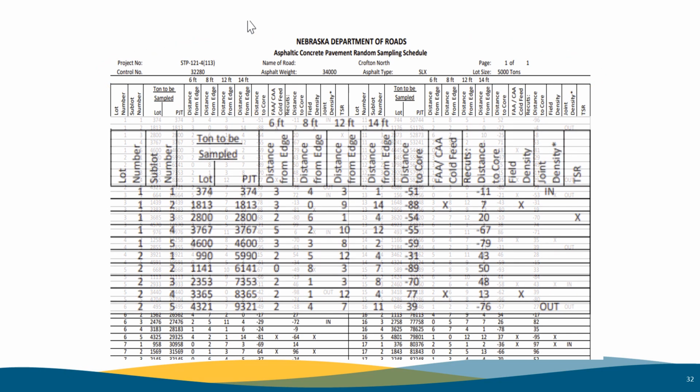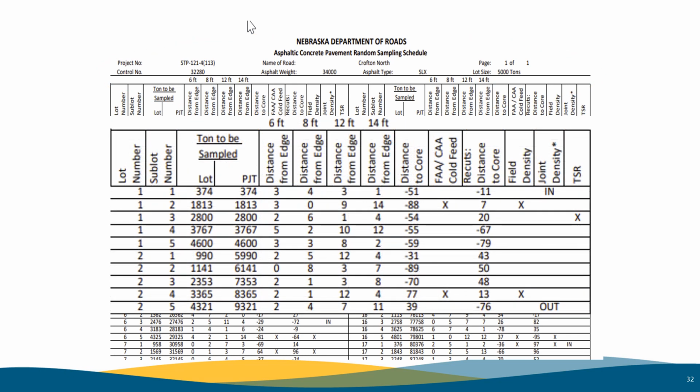Here I have expanded the top row of columns. The lot column shows the lot that you are on, which represents 5,000 tons each. The sublots each represent 1,000 tons. The ton to be sampled columns represent the truckload from which the sample is to be taken. There are ways to keep track of your tonnage, either by the lot or by the project running total. We will discuss this further in later slides.